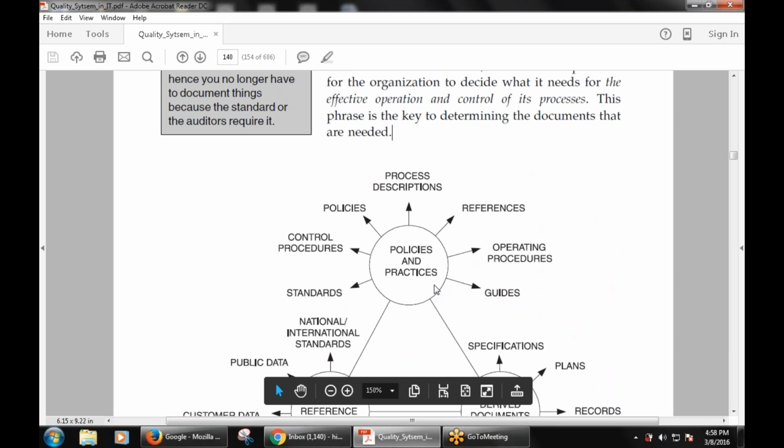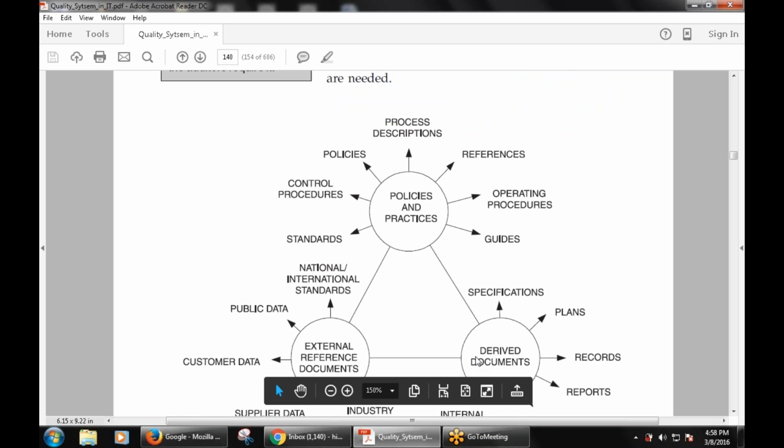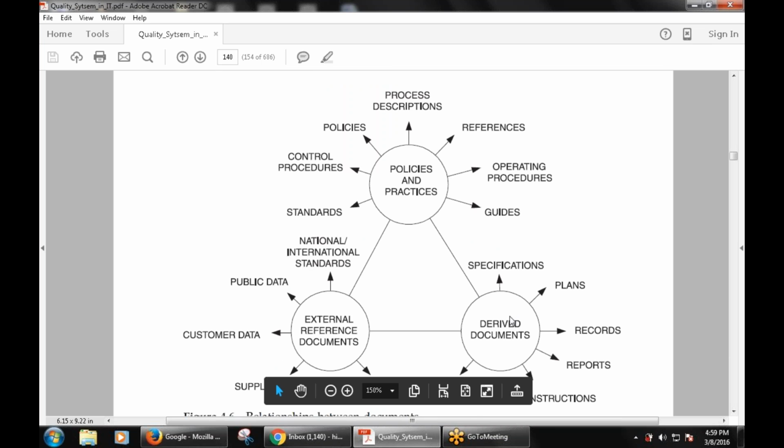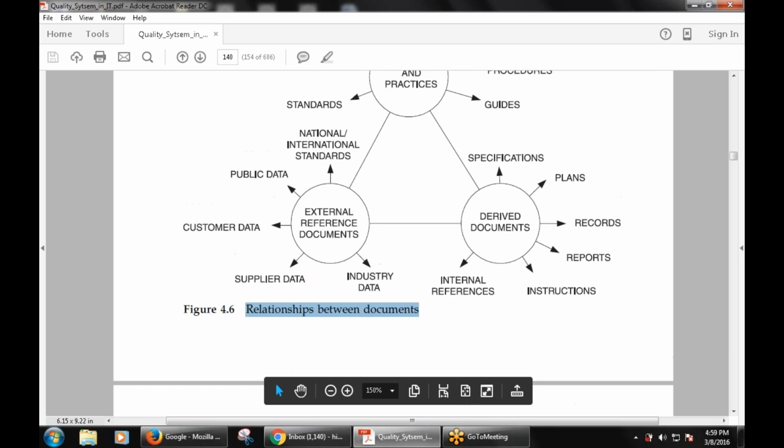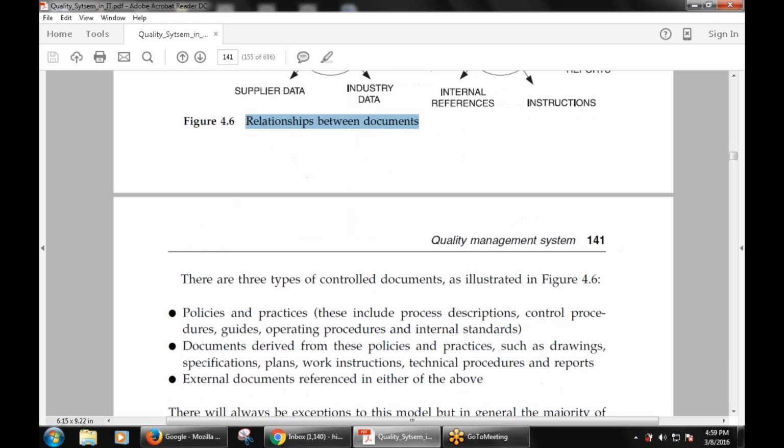So these are the various policies and the practices. First, there are process descriptions, then references, policies, control procedures, guides, operating procedures, standards, national and international standards, and public data that includes external references. And there are external reference documents, and derived documents that include the plans, records, and reports. This is the relationship between the various documents: references, operating systems, operating guides, specifications.